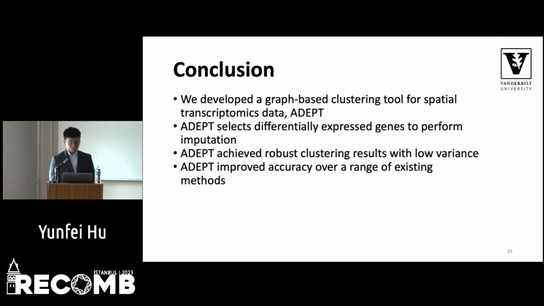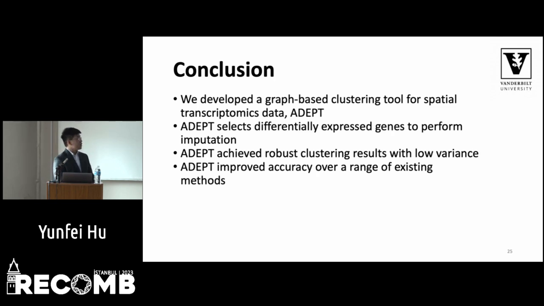Okay, so in conclusion, we developed a graph-based clustering tool for spatial transcriptomics data, called ADEPT. We select differentially expressed genes to perform imputation, and we achieve pretty robust clustering results with low variance. We also improve the accuracy over a range of existing methods.